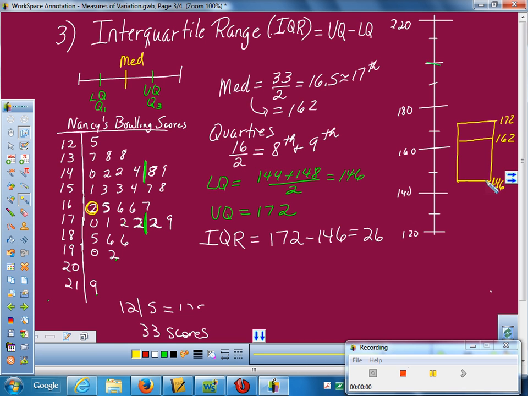Okay, now, here's where I'm not sure if all of you have learned this, based on which school you came from. You can finish a box and whisker plot by drawing whiskers on it. Do you remember where you drew whiskers?